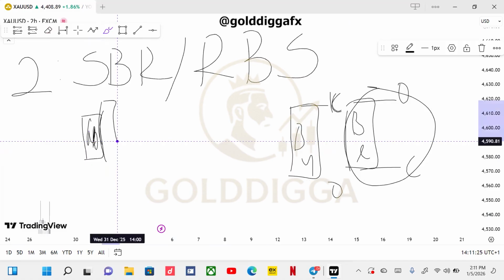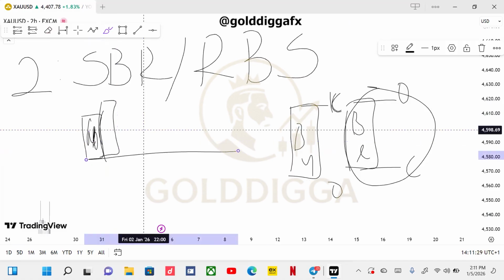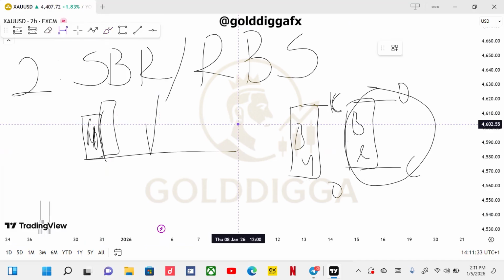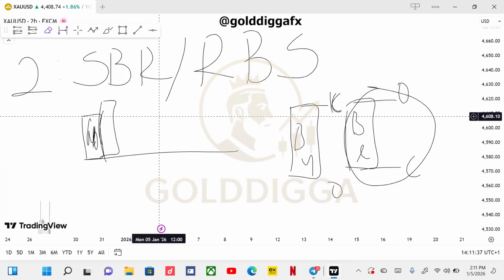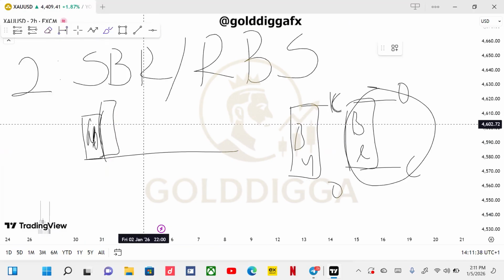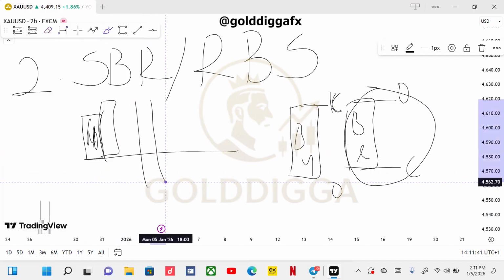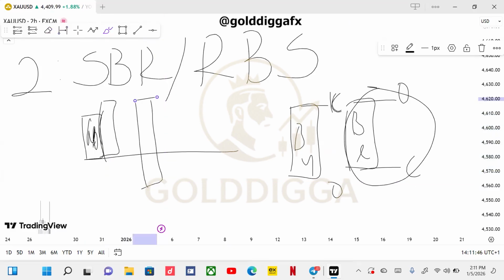Well, instead of price tapping this and going up, right? Instead of price tapping and going up, price does this instead. It breaks it with a body closing below.